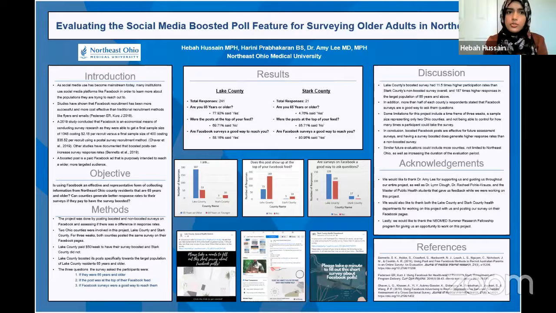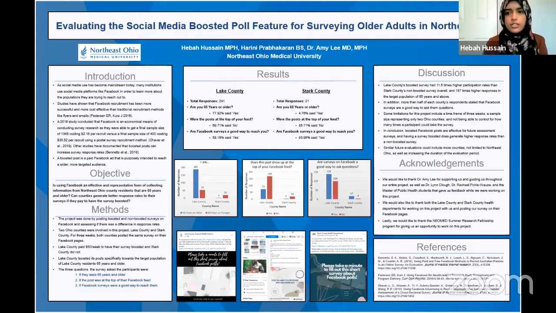Many institutions use social media platforms like Facebook in order to learn more about the populations they're trying to reach out to, and studies have documented that using boosted polls on social media can increase survey response rates because they reach a wider and more targeted audience. The purpose of this evaluation was to see if using Facebook was a useful form of collecting community assessment data in Northeast Ohio, specifically for older adults 65 years and above, and to see if we could generate better response rates by using the boosted poll feature on Facebook.